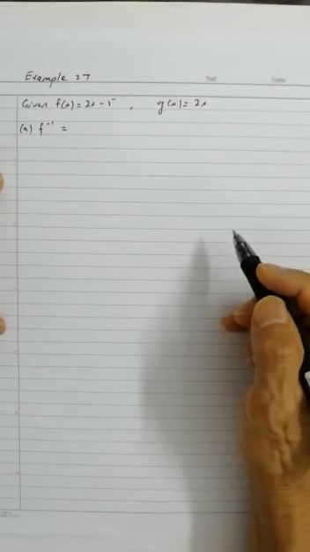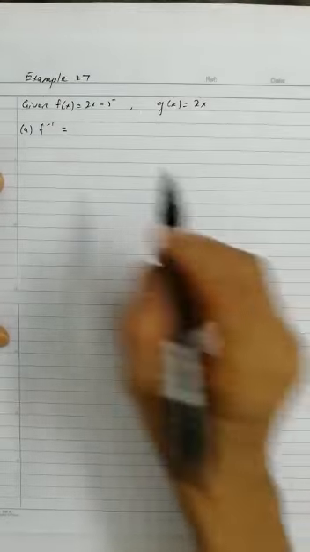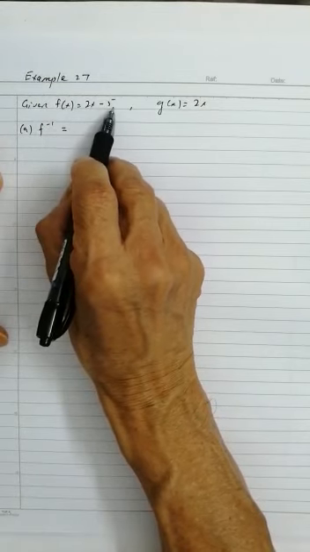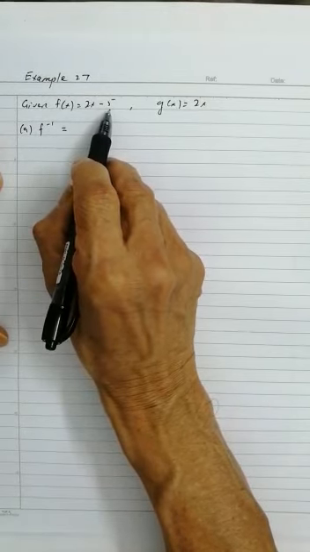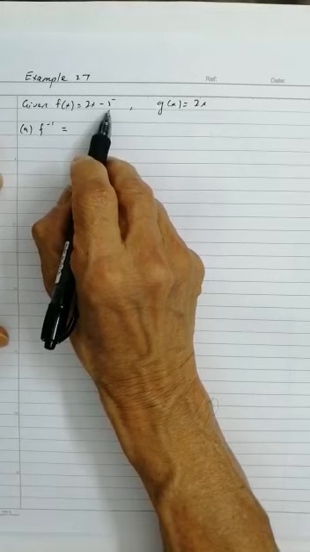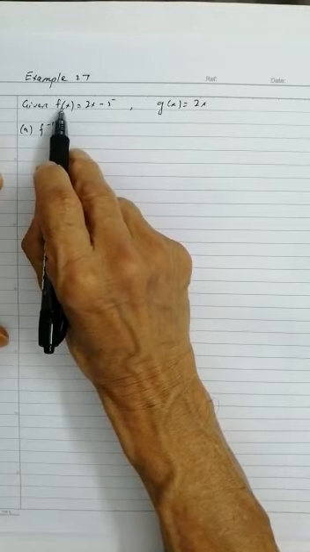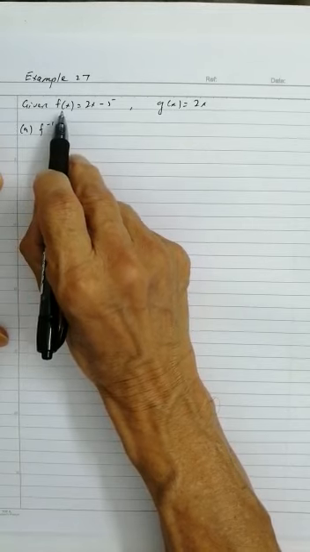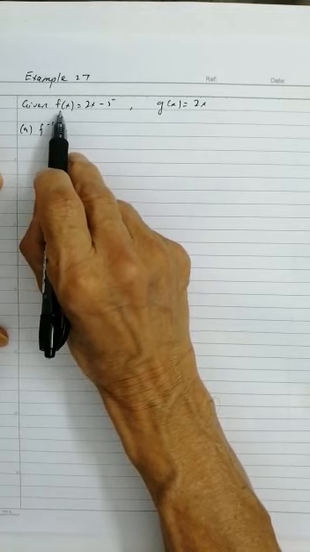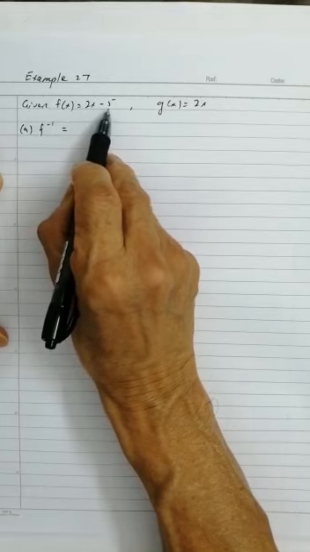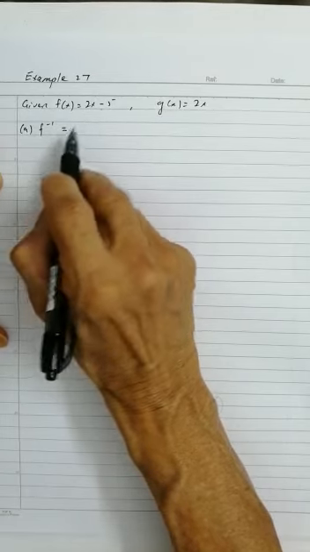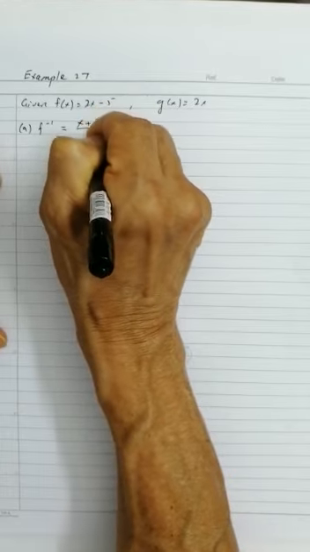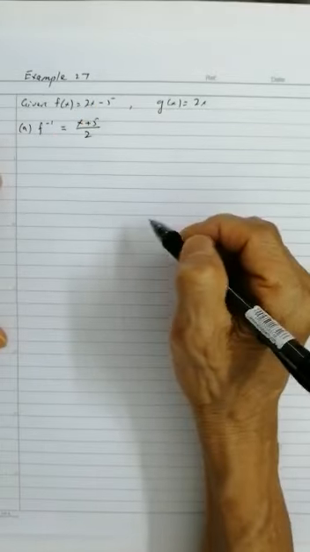In example number 27, we are given that the function f maps x onto 2x minus 5. Here we are asked to find the inverse of function f. For those who can do it mentally, if f maps x onto 2x minus 5, the inverse will be (x plus 5) divided by 2.